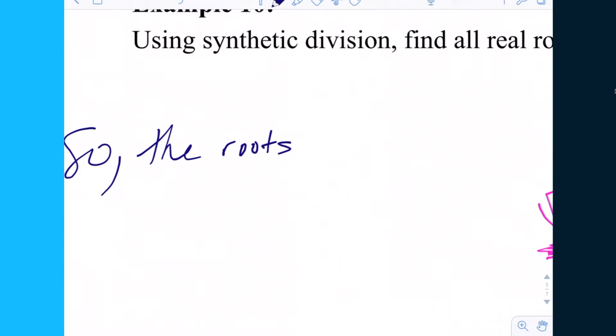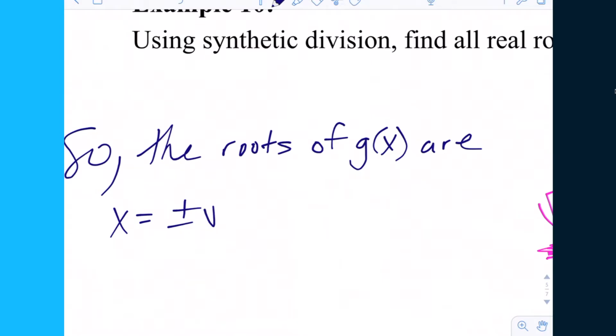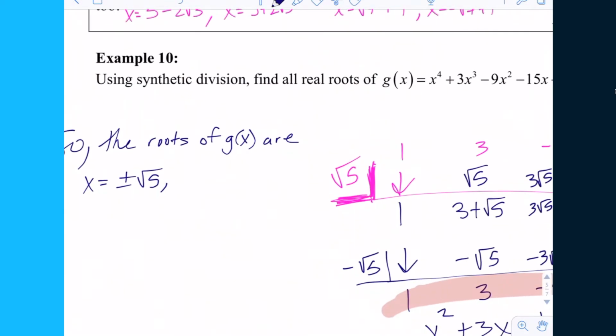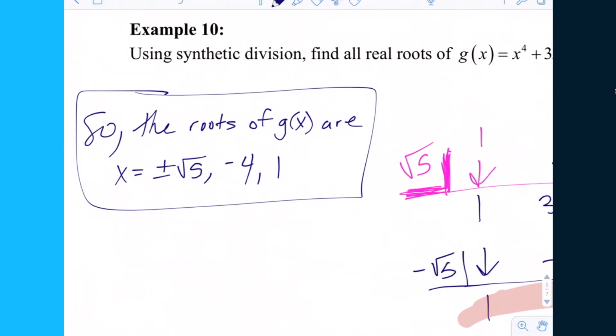of g of x are x equals plus or minus the square root of 5. You still want to list the ones that were given. In this case, they gave us the square root of 5. You still want to list it. It's still a root. But then all of the ones that you found in addition to those, comma negative 4, comma 1. So get in the habit of writing your summative statement in a complete sentence.